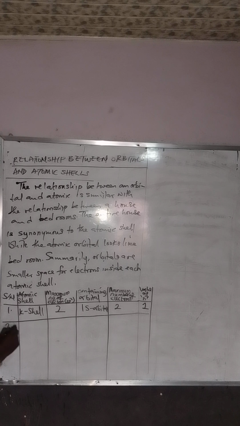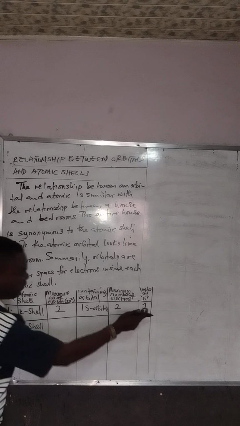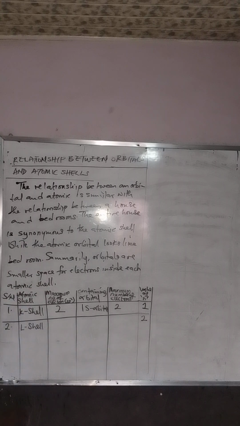Then number 2 is L shell. L shell, the value of n is 2. Then the maximum number of electrons it can carry according to our formula: put 2 here, 2 to the power 2, that's 2 times 2, that's 4. 4 times 2, that's 8. We have done that in the previous video.